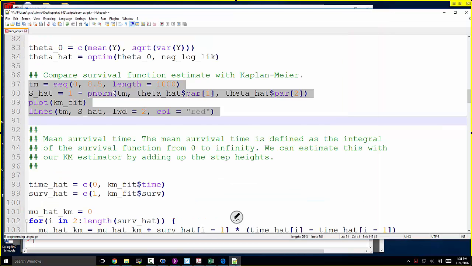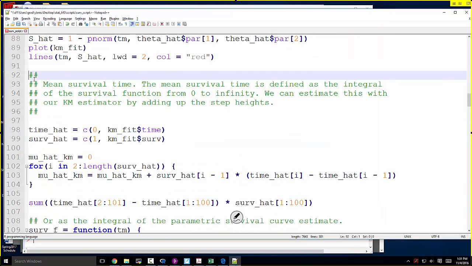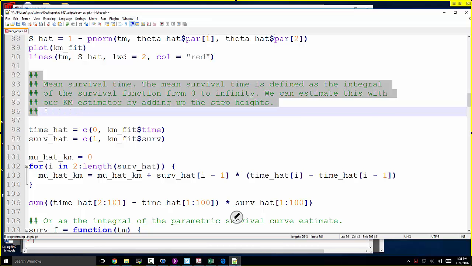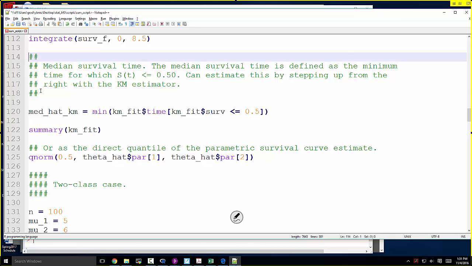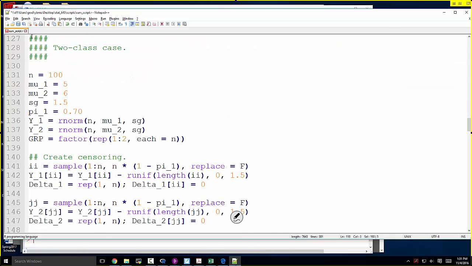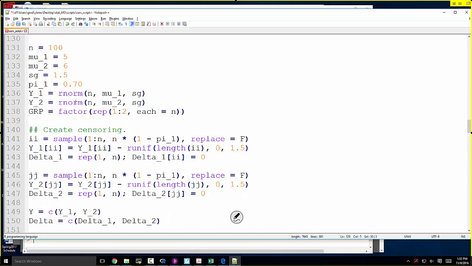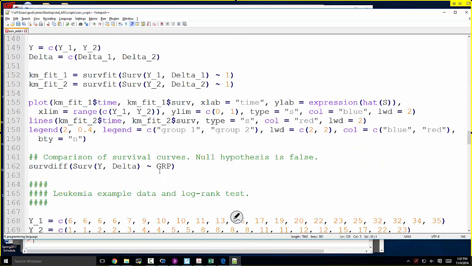Okay. Next time, I'll show you how to compute mean survival time from a Kaplan-Meier curve and from an MLE-based curve, and how to compute median survival time. Then we'll look at the two-class case like your homework, like number 1 in your homework, and see how to use the log rank test to put a p-value on, is the survival prognosis in this group the same as that group.